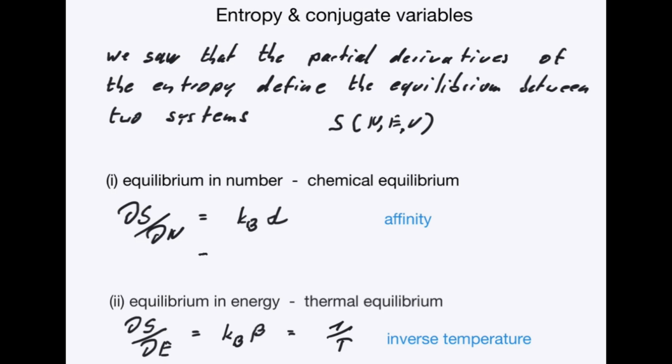Our new definition of beta we could also use in the prior equilibrium, saying that the derivative of the entropy with respect to N is given by minus k_B beta mu, or that the derivative is equal to minus mu divided by T, where mu is the chemical potential.